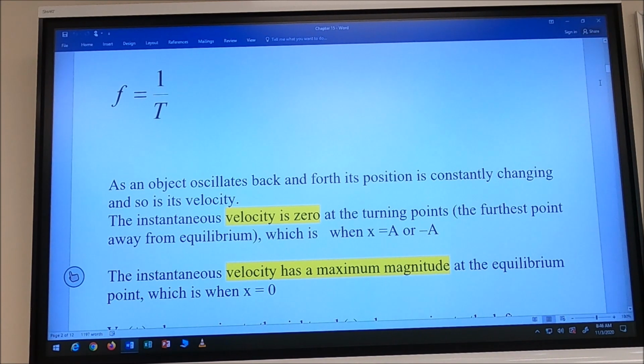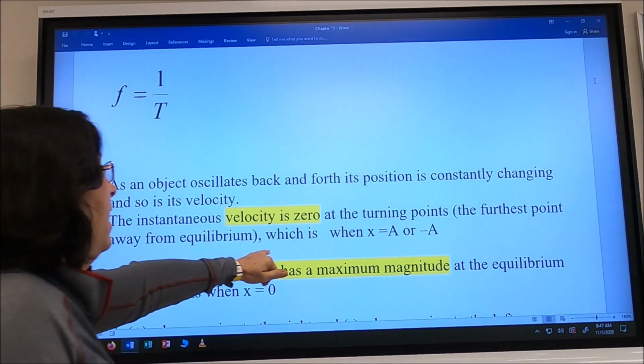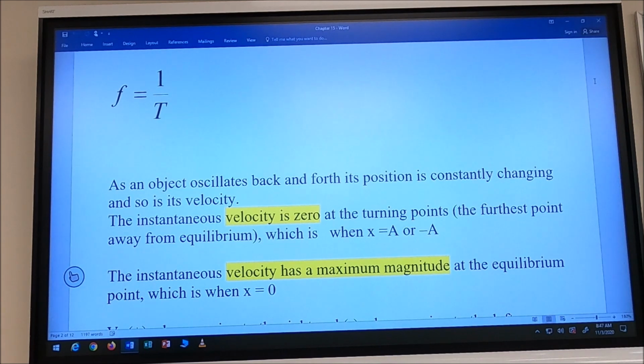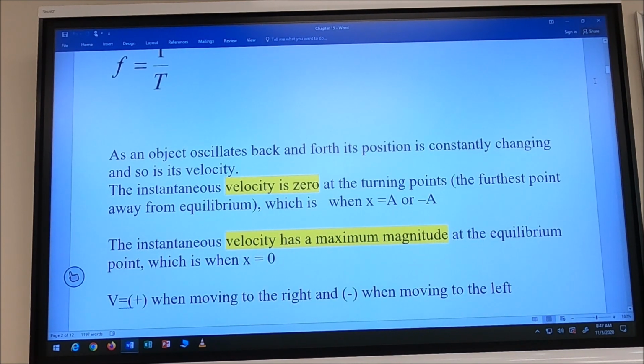Now, for an object that's oscillating, its instantaneous velocity is 0 at the turning points, the furthest points from equilibrium. So if you're looking at that sine curve, it's the top of the peak or the bottom of the trough. That's where you're at your maximum displacement. X equals A or X equals minus A. The instantaneous velocity has its maximum at the 0 point. Okay, so when it's passing through equilibrium, that's when the velocity is going to be at its maximum. Velocity, of course, is positive if it's moving to the right, and negative if it's moving to the left.